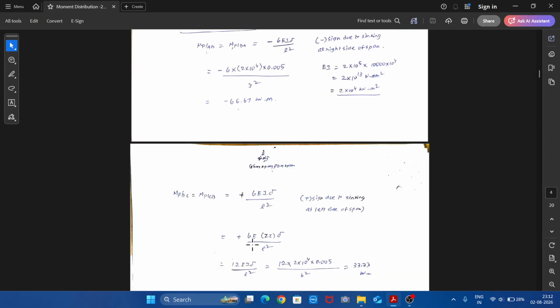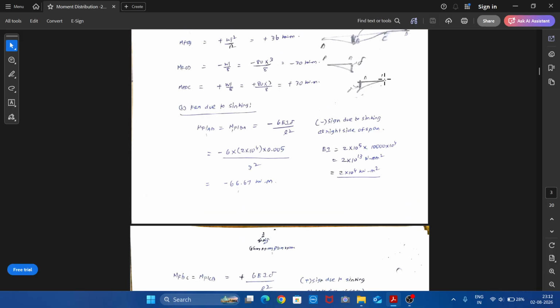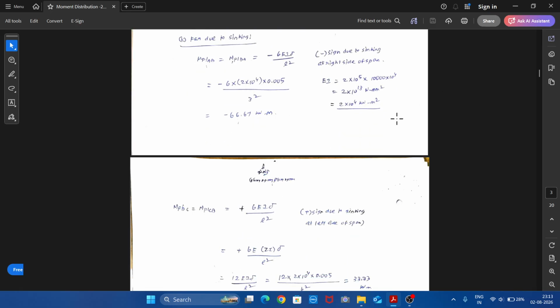Then fixed moment in span BC will be MF dash BC equal to MF dash CB equal to plus 6EI delta by L squared, since the sinking is at the left side of the span. So if we see the sinking, in span BC, sinking occurs at B. So with regard to BC, the sinking is to the left side of the span. If it is to the right side of a span, then minus 6EI delta by L squared. If the sinking is to the left side of the span, it should be plus 6EI delta by L squared.